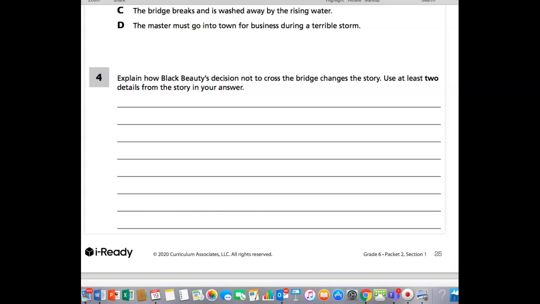Okay, so I read Black Beauty in yesterday's tape. If you need to go back and listen to it again, and then do the short answer response on why or how Black Beauty's decision not to cross that bridge changes the story. And be sure to cite evidence from the story. All right, that was it for reading today.